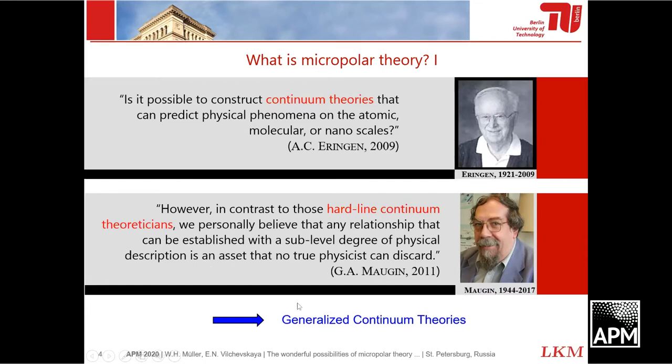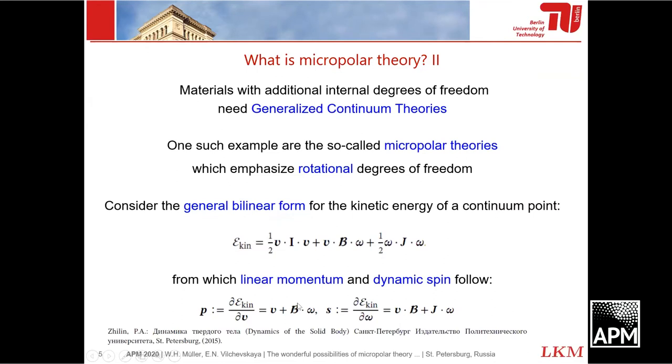So this brings us to generalized continuum theories, which go beyond what is normally done in continuum mechanics. And this is outlined here. So we have now materials which carry additional internal degrees of freedom. And these materials need what is termed generalized continuum theories. And one such example are the so-called micropolar theories, which is the topic of my presentation. And these micropolar theories emphasize the rotational degrees of freedom a continuum point can have.